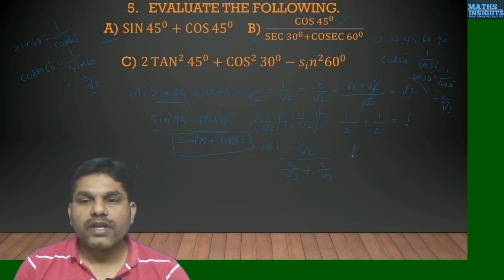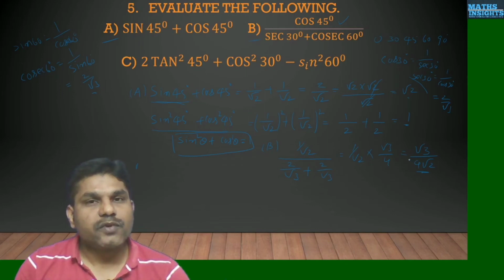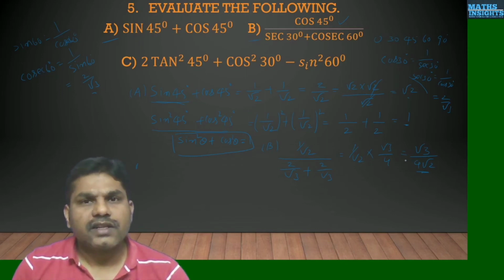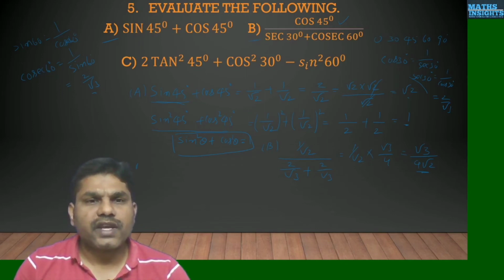So 1 by root 2 into, if you take the LCM for this, root 3 will become 4 by root 3. So root 3 by 4, that is equal to root 3 by 4 into root 2. This is the answer. So all these problems involve recalling the trigonometric ratios of specific angles. Coming to the third problem, it is also a very easy one.